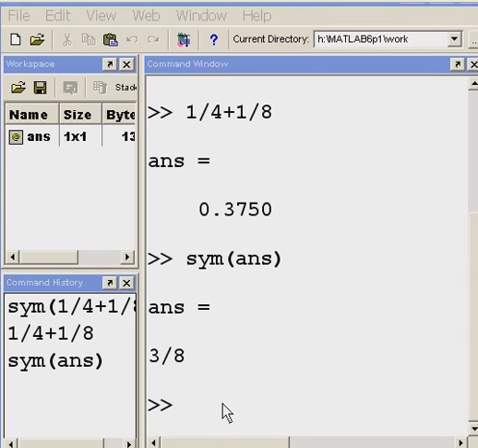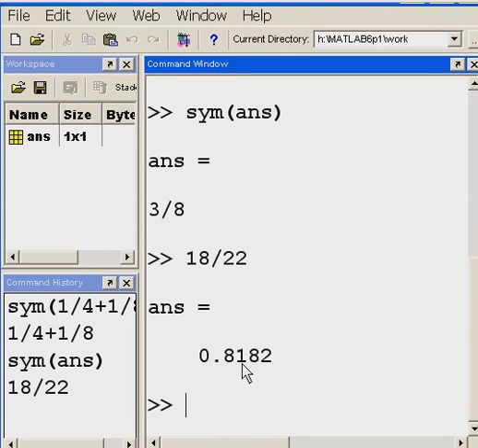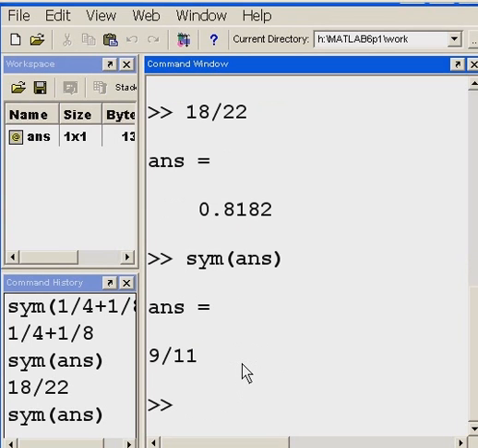One more time. Let's do that one more time. That sounds like fun. 18 divided by 22. That'll give me 0.8182. Not 0.8182. What's the symbolic representation of that answer? Say fraction. And we get 9 divided by 11.